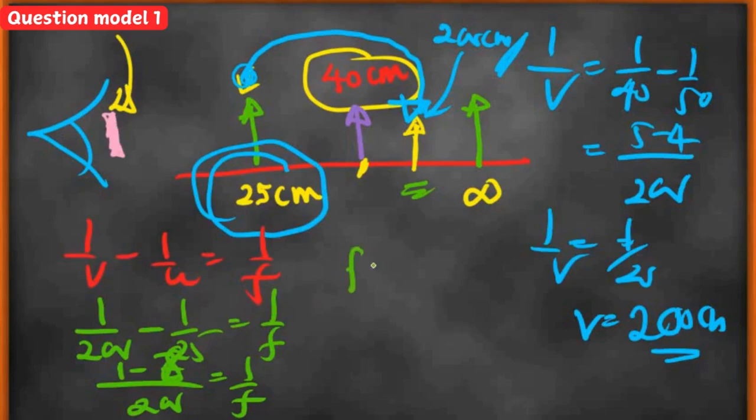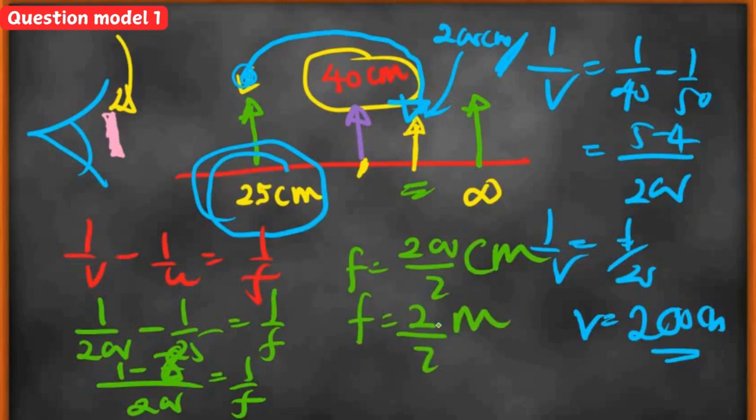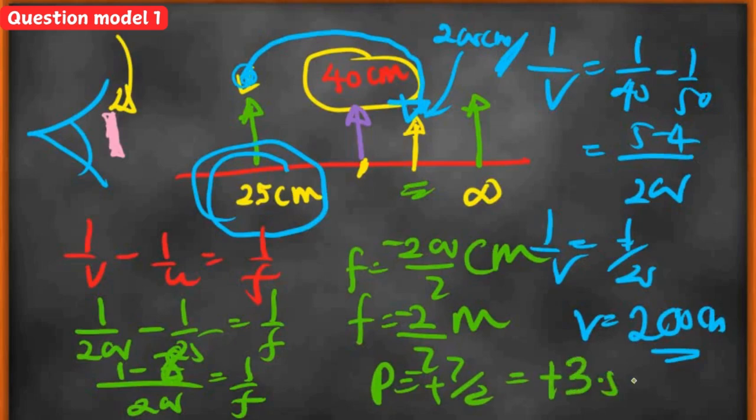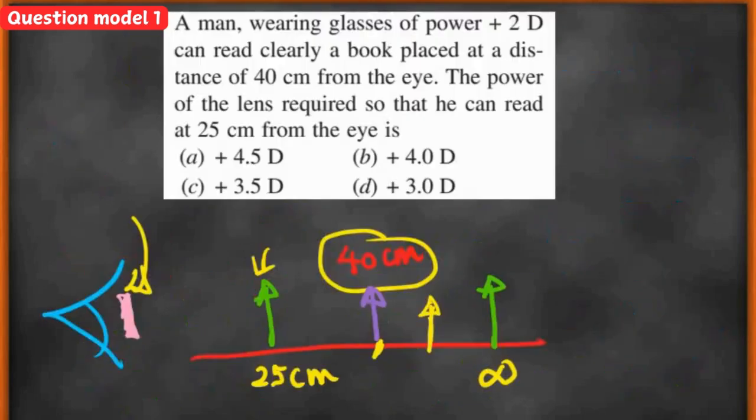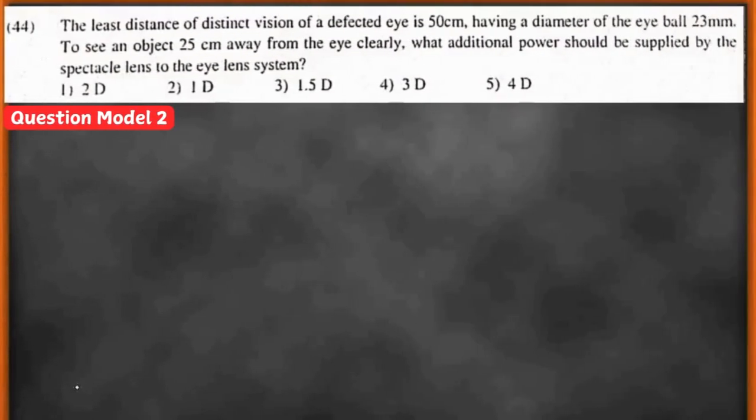So we are getting f equals 200 over 7. Remember this is in centimeters, so let's convert into meters. So f equals 2 over 7 meters. And power is the reciprocal of this value, and of course this is minus. So power becomes 7 over 2, and of course positive, minus times positive, so equals plus 3.5 D. That is our answer. You can see it's this 3.5. Alright, moving into the second question.